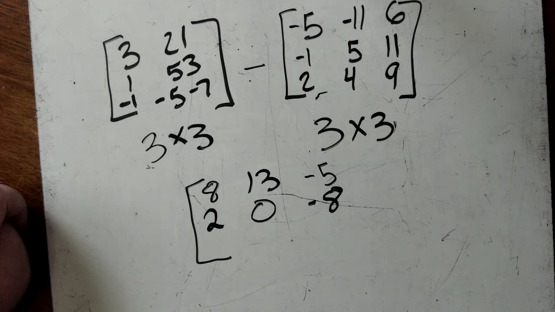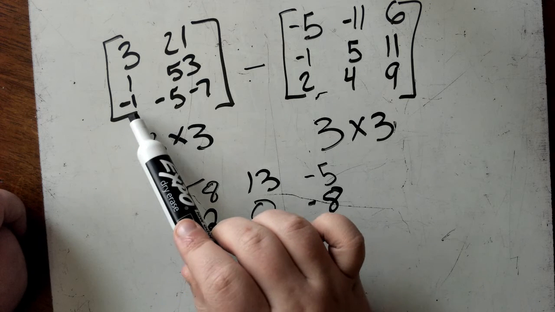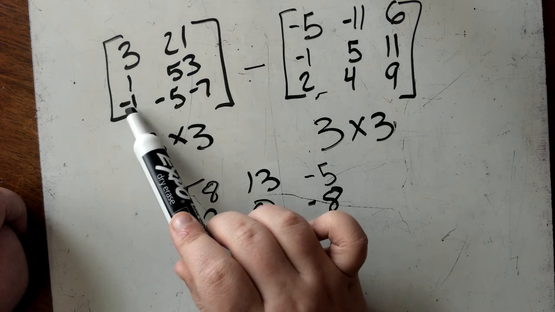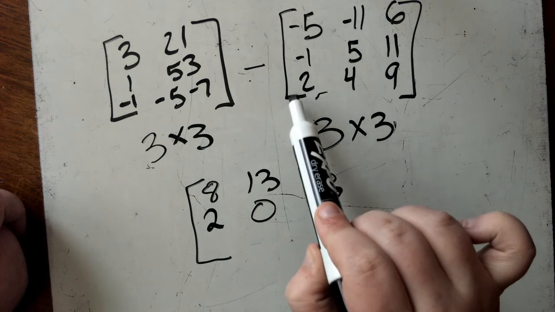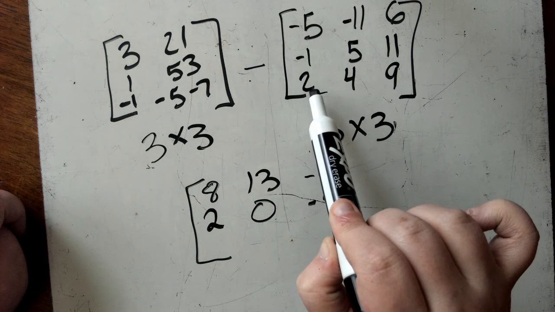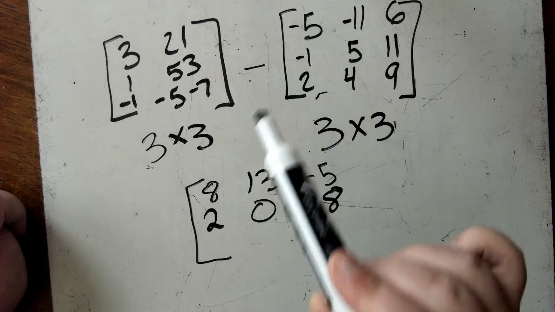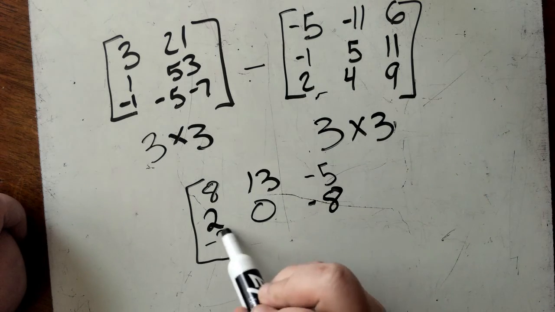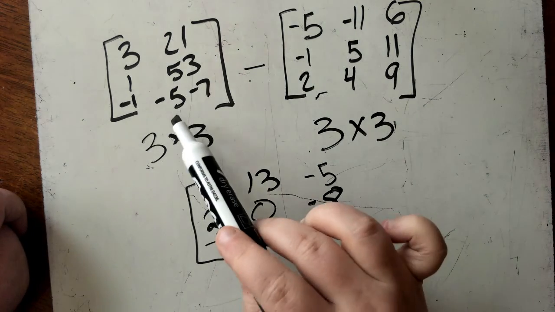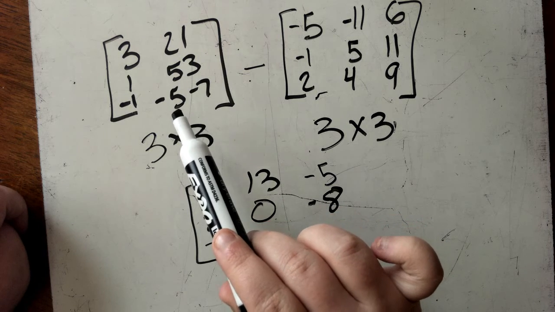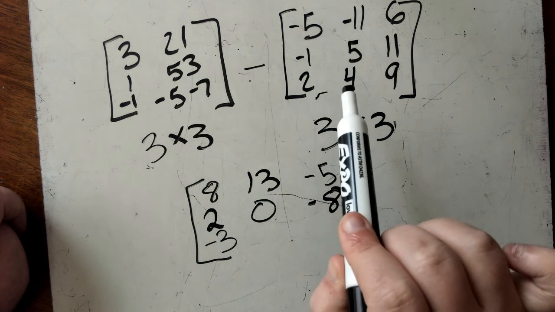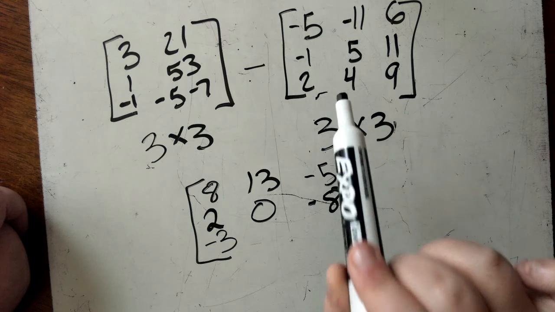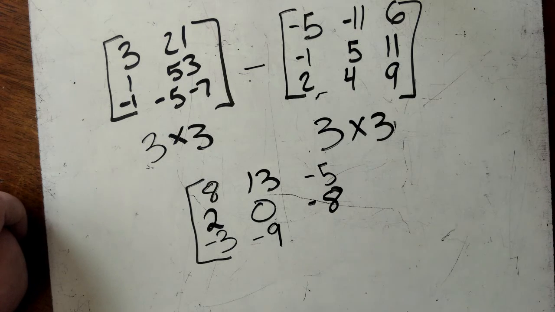Now we move on to row 3. So row 3, our first entry is a -1. So we do -1 minus the first entry in row 3 over here is a 2. -1 minus 2 is -3. Next we move over to -5. So -5 minus 4. -5 minus 4 is -9.